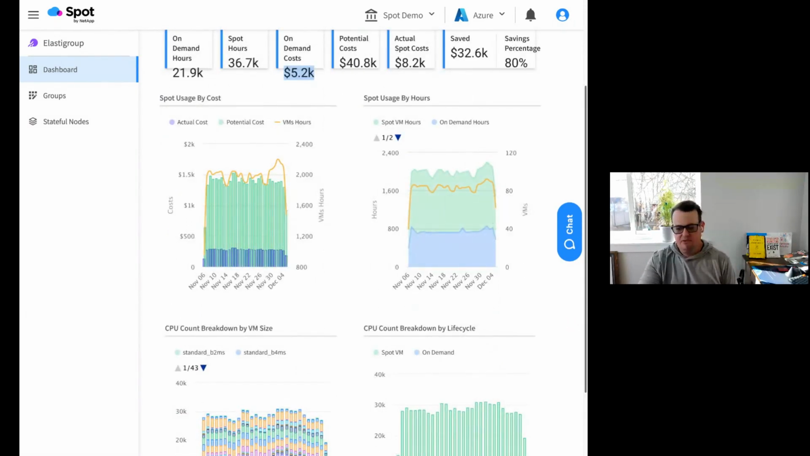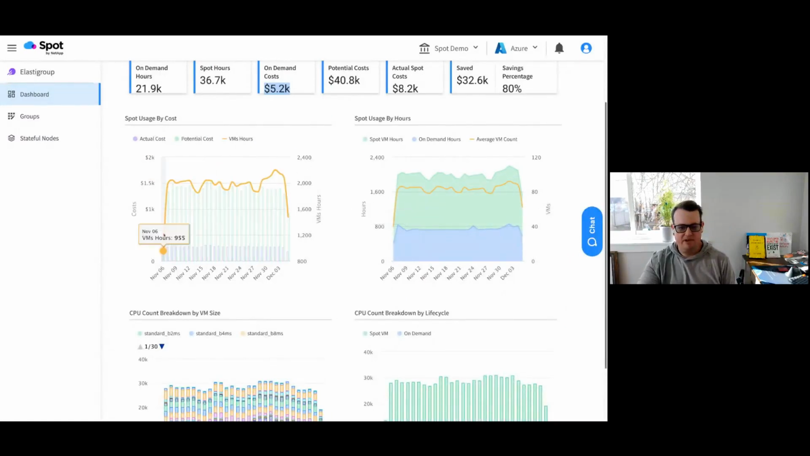If I break this out here, you can see further how we break those out. The actual cost and the hours. The actual cost is in purple.